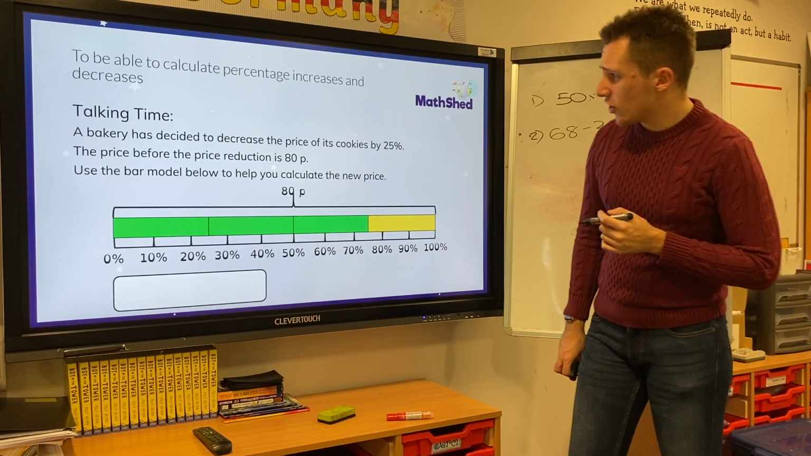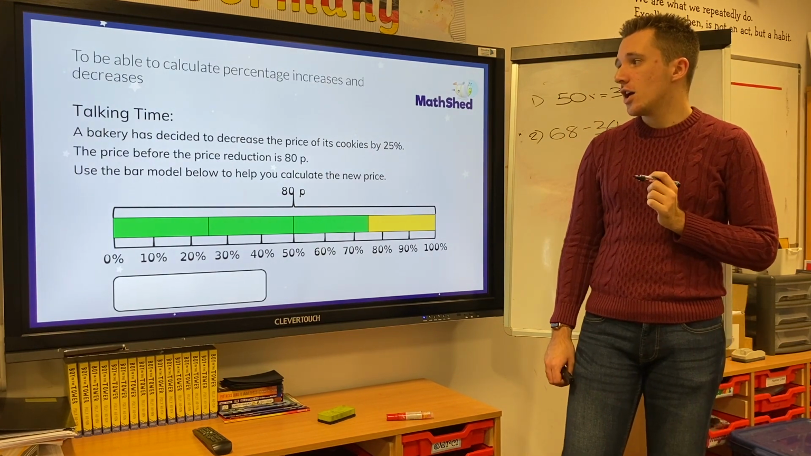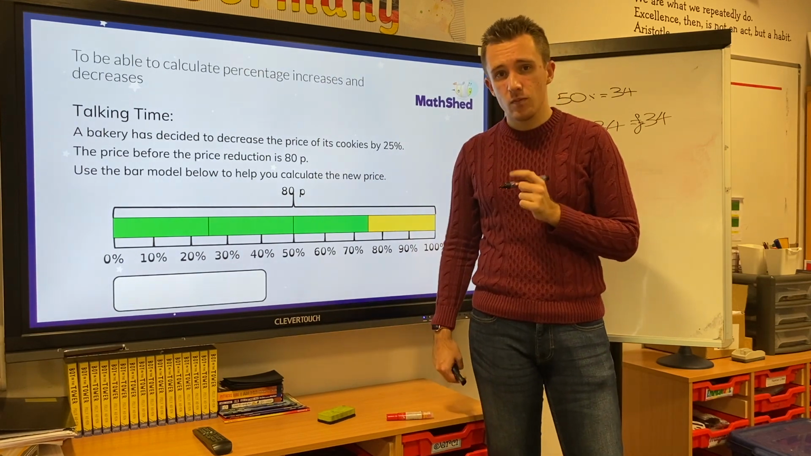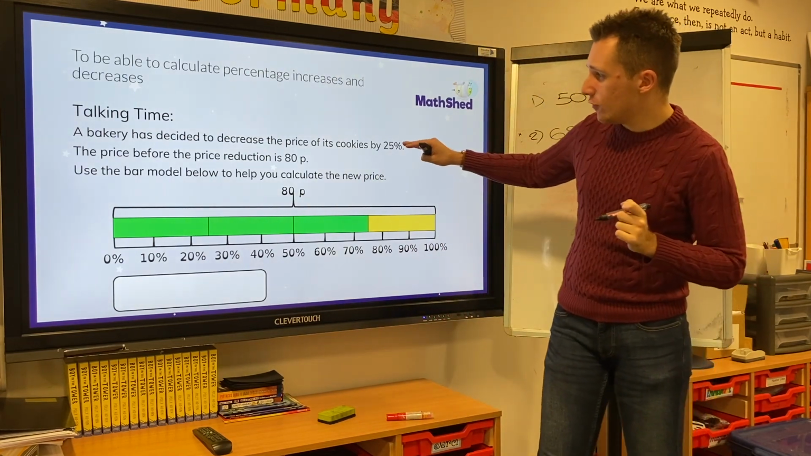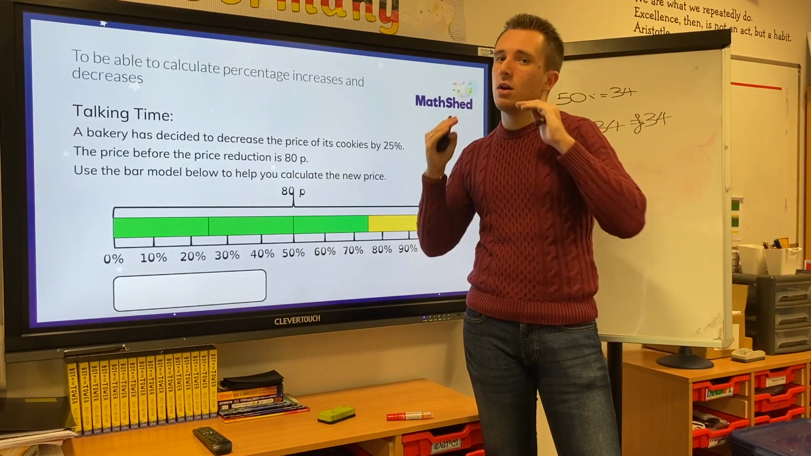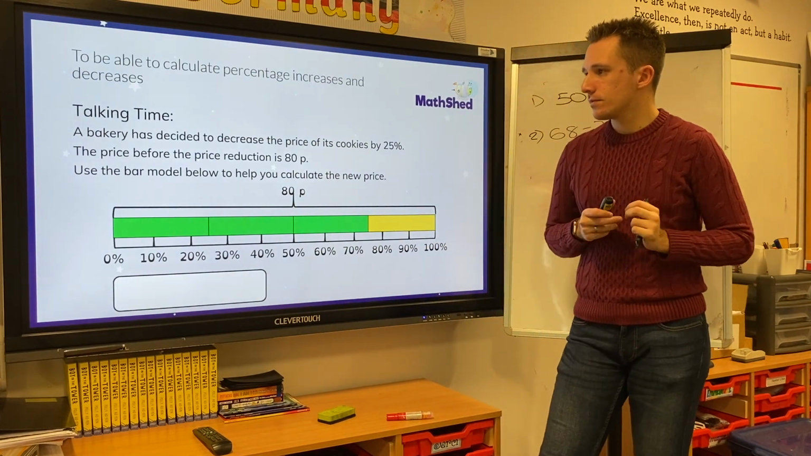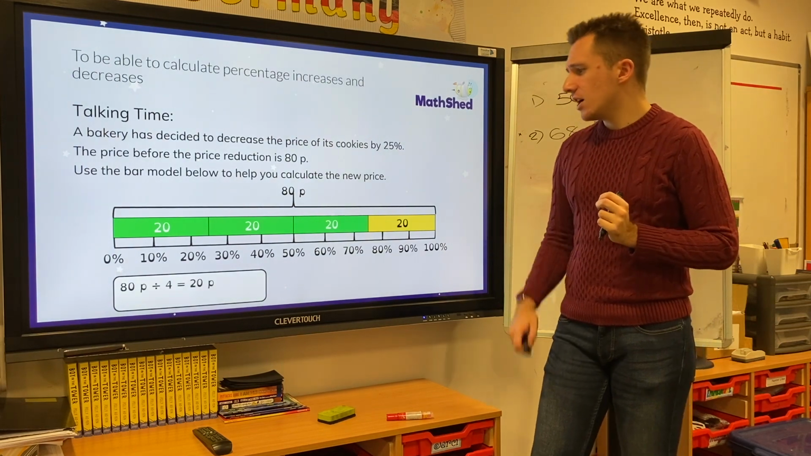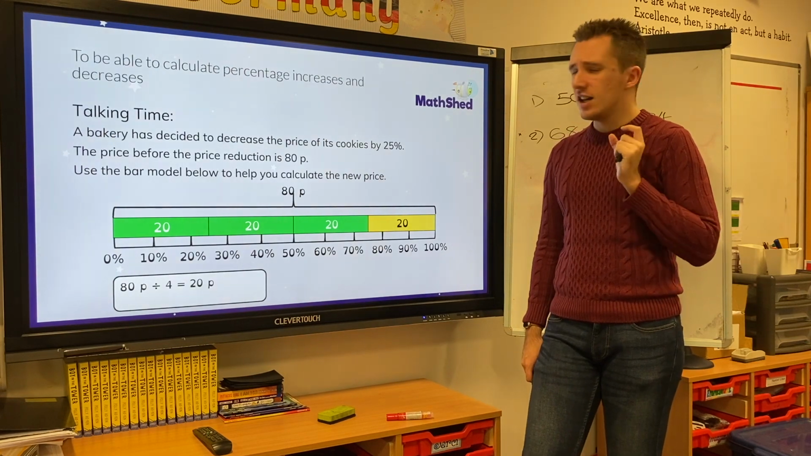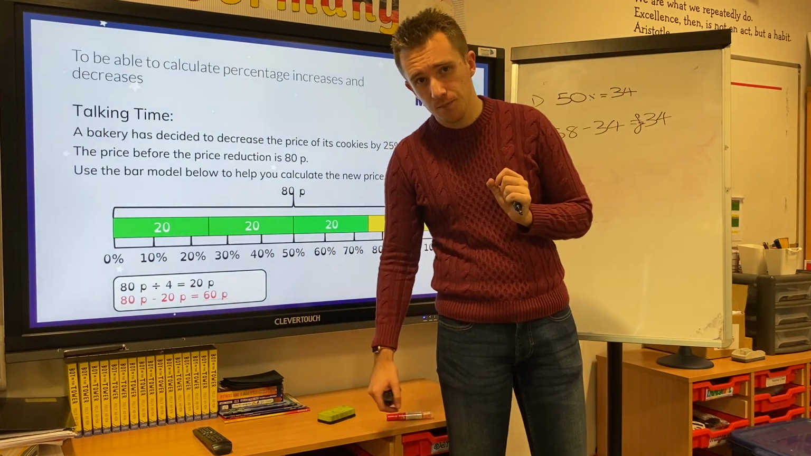Okay, a bakery has decided to decrease the price of its cookies by 25%. Before the reduction, they were 80p. What are they now? Step 1, find 25% of 80p. Step 2, take it away from 80p. Off you go. And you with me? So each one is 20p. 25% is 20p. Take it away, we are left with 60p.